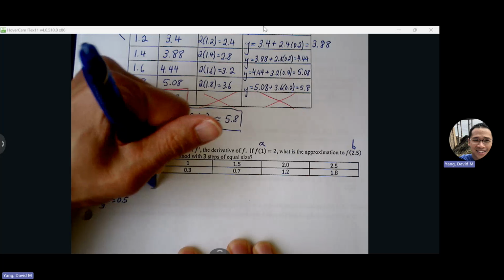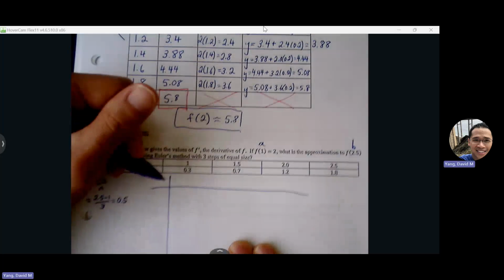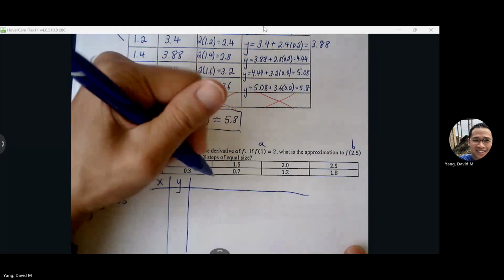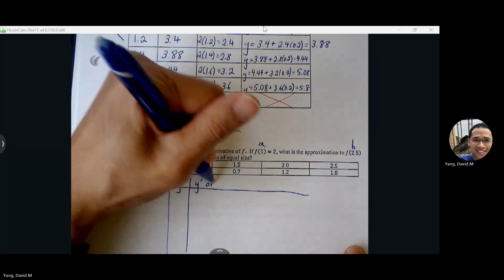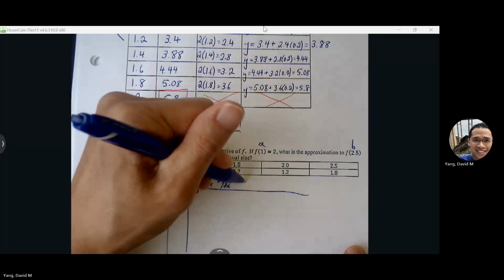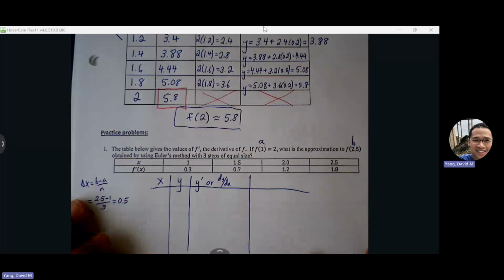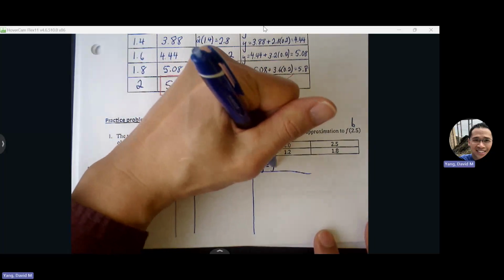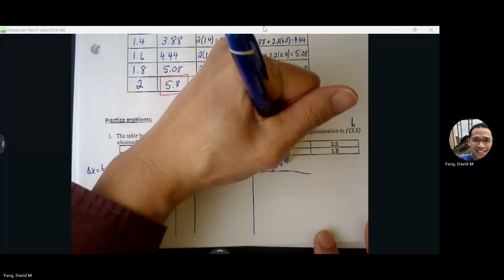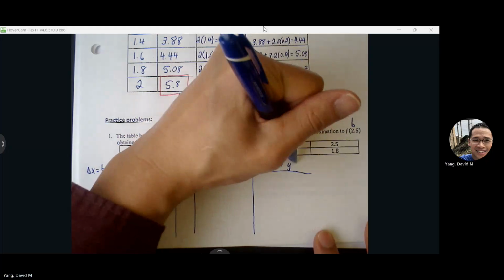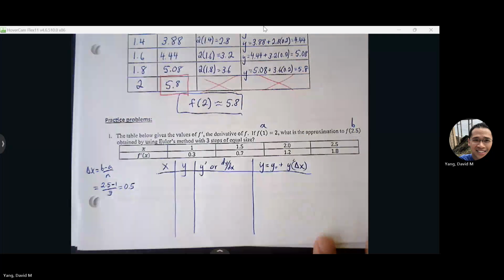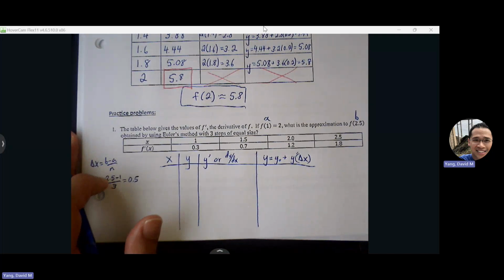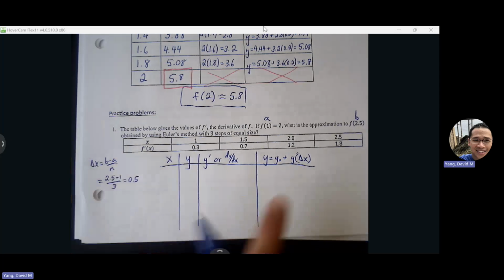Okay, so let's create our table. It's always going to be 4 columns: your x, your y prime, or your dy/dx, whatever the notation is, basically your slope. And then your formula that you're going to plug in: y is equal to y sub 0 plus y prime delta x. Basically, point-slope form or slope-intercept form.